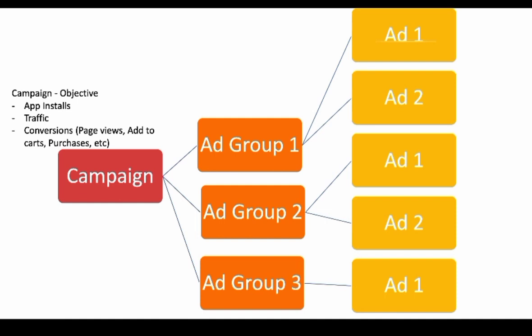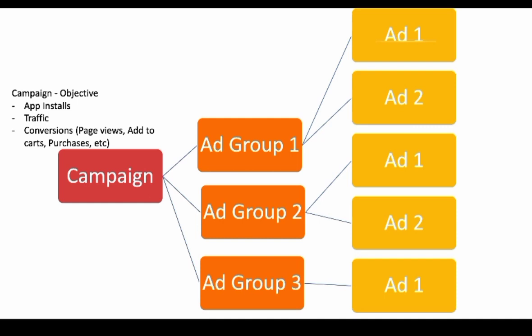So this is what you define in a campaign. So you select what you want to do. Do you want app installs? You want traffic or you want conversions? There are more options. We'll get into them when we get into creating the first ad. I'll take you through all the options.